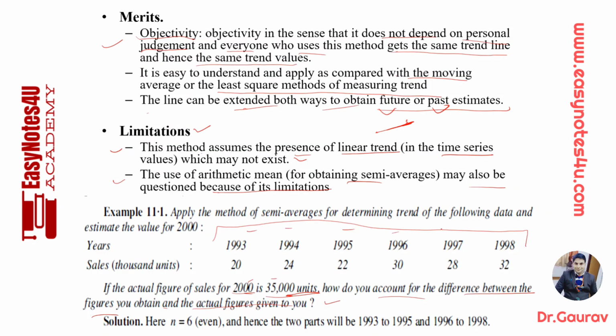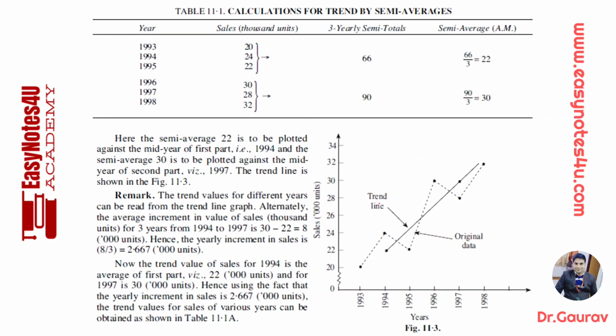1 2 3 4 5 6, टोटल ईयर 6, तो एन हमारे पास यहाँ पे 6 है. ठीक है, इवन नंबर है तो 2 पार्ट्स होंगे. एक 93 से 95 हो जाएगा और दूसरा पार्ट हमारा 96 से 98 हो जाएगा. तो 2 पार्ट हो गए. हमें सेमी एवरेज में 2 में डिवाइड करना पड़ेगा, तो 2 पार्ट में डिवाइड करोगे तो इसमें इनकी एवरेज निकालो.